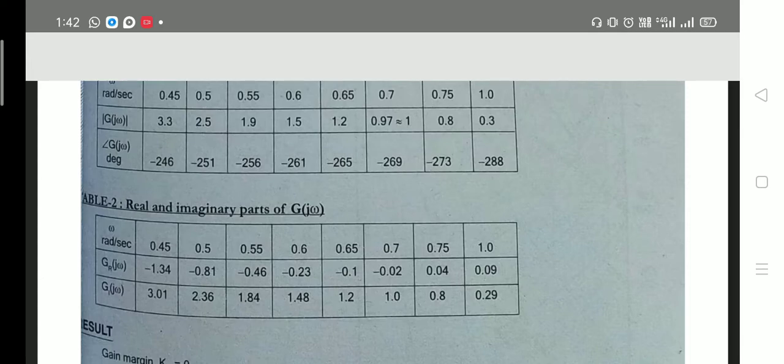Now we can draw the polar plot for the corner frequency versus real axis versus imaginary axis. The real axis will be taken as the x axis, and the imaginary axis as the y axis. I am drawing here.